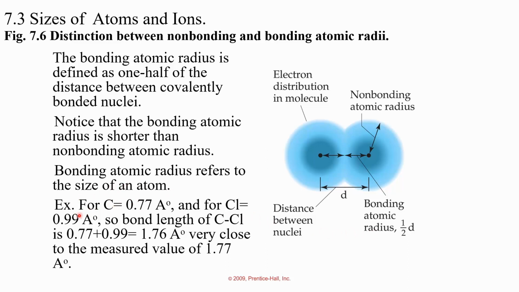And it's useful, for example, in predicting the carbon-chlorine bond length in CCl4. For carbon, this value is 0.77 angstrom, and for Cl it is 0.99 angstrom. So the bond length, the predicted or calculated one, is around 1.76 angstrom, and this is very close to the measured value of 1.77.